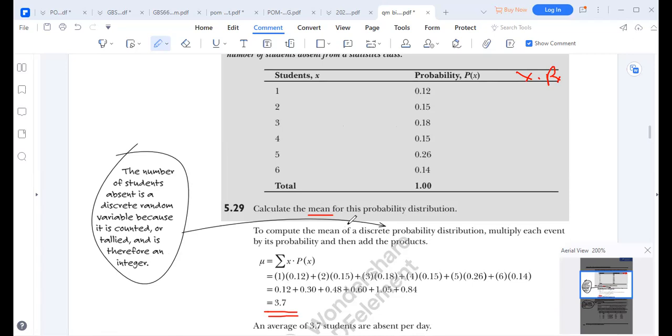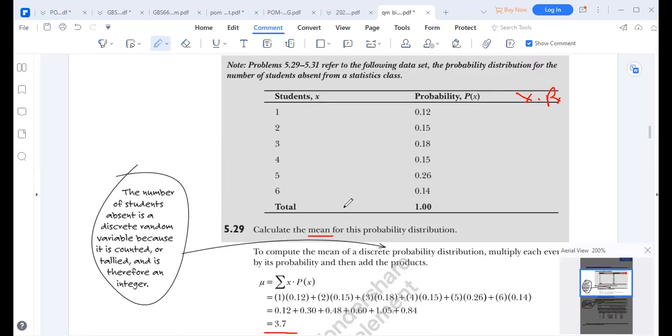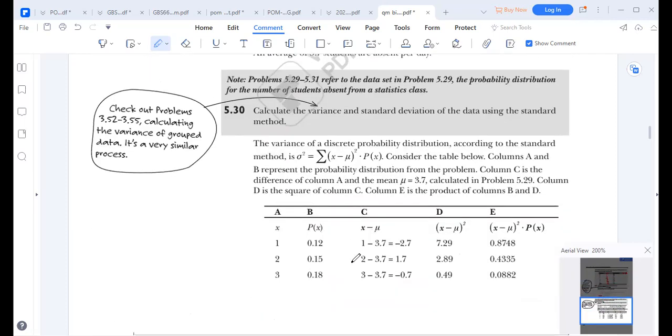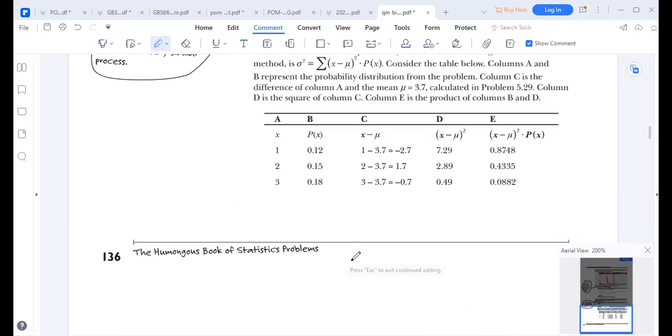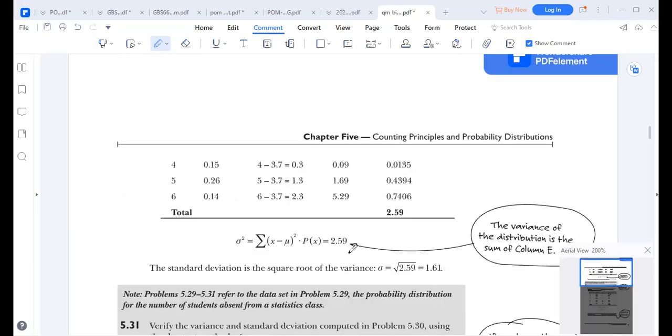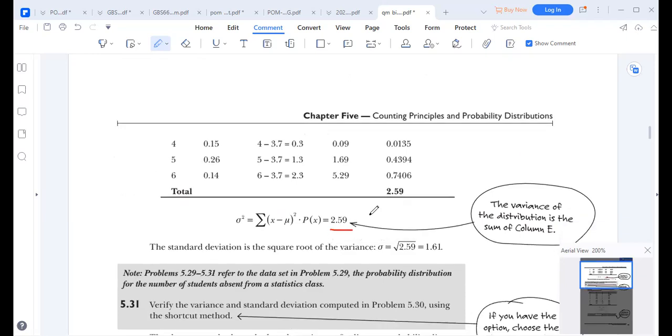Then how do we find the variance? We square the values of X: 1 squared, 1, 4, 9, 16, 25, and 36. Then you multiply this by that, this by that, this by that, this by that. The total is not the variance, but when you subtract the mean squared. So to find the variance, we use 2 methods. What I've told you is the easier method, which will finally give you 2.59 as your variance.